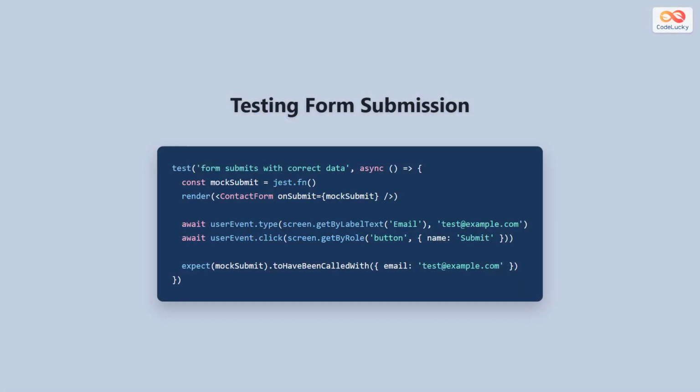Let's explore how to test form submissions. We begin by creating a mock submit function using jest.fn. Then we render the ContactForm component, passing in the mock submit function as the onSubmit prop. Next, we simulate a user typing an email address into the email input field using await userEvent.type, and then we simulate a click on the submit button using await userEvent.click. Finally, we assert that the mock submit function was called with the correct data, in this case, an object containing the email test@example.com.